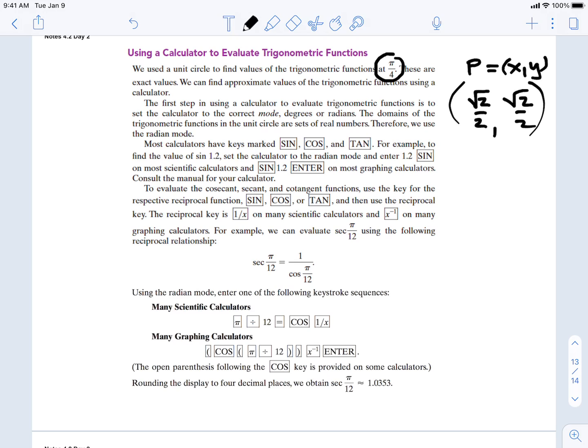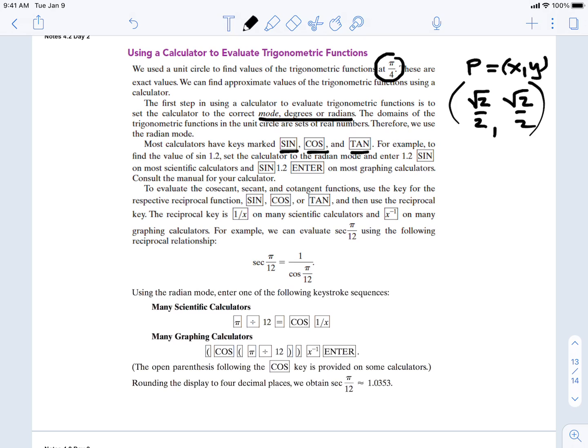The first step to using a calculator is to make sure that you have the correct mode. So the mode could be degrees or radians. Most calculators have these 3 trig functions. But if you want to work with the other 3 trig functions, the inverses, we do have to use the inverse key.